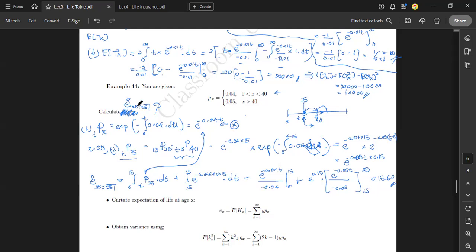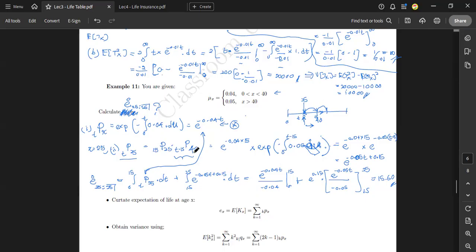Since we have to start from age 25, when we are considering 25 more years, we have to take 15 years from the 0.04 region and the remaining years from the 0.05 region. That means for these two regions, we have two different survival functions. The first one is straightforward, just the definition. But for the second one, we have to decompose it, like surviving from 25 to 40.